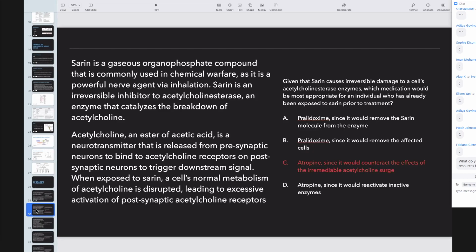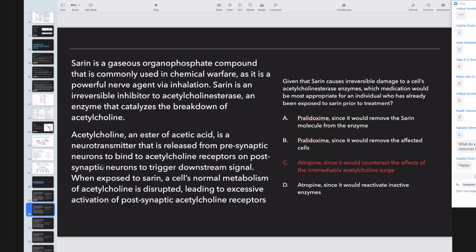Because the surge is going to happen no matter what. We're going to now look at what is downstream. So very well done for you guys who got it. You did not need to know a thing about sarin, atropine, or pralidoxime.